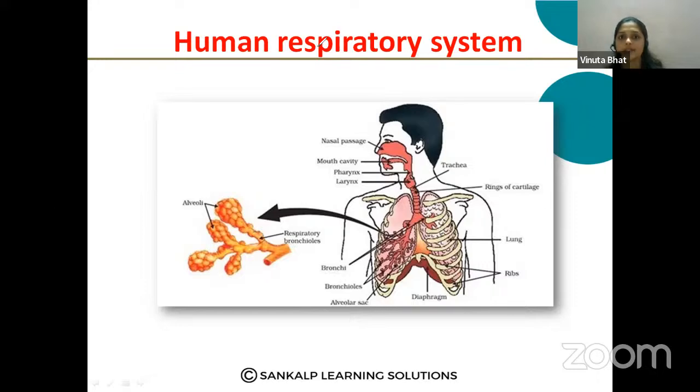Okay, so let us study about the human respiratory system. First thing is the nasal passage. You can observe it outside our body. That nasal passage contains hair-like structures and mucus. What is the use of that? That helps in the filtering of the air.